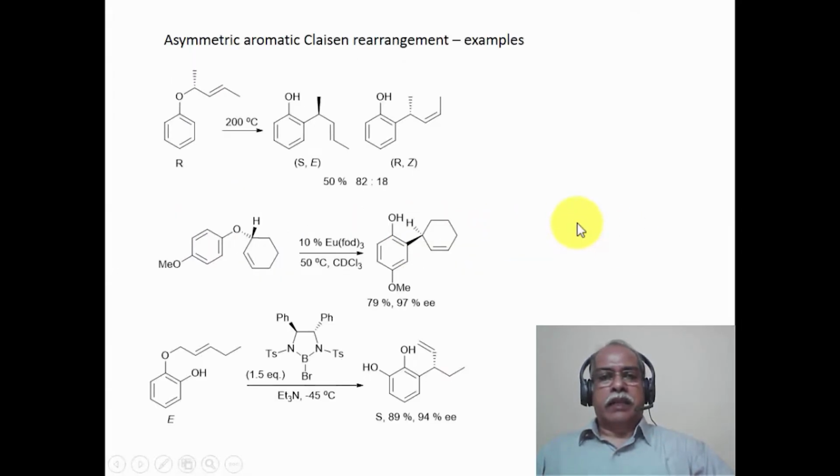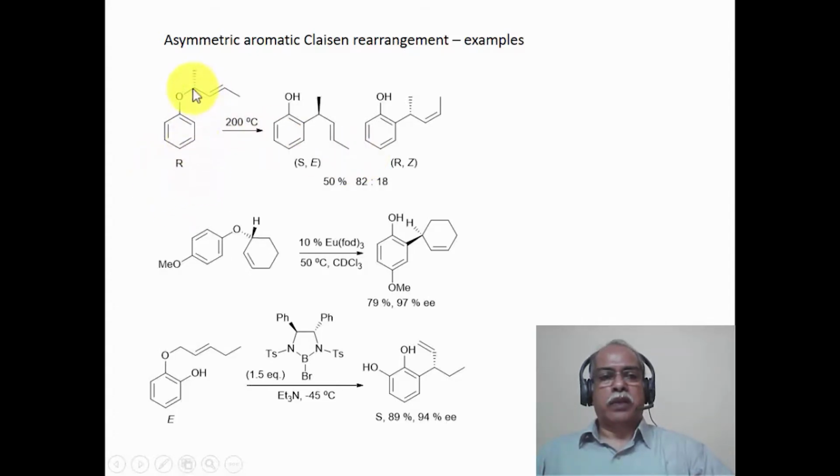Now, the asymmetric Claisen rearrangement examples are shown here. Remember, in the case of Claisen rearrangement, if you have a substituent in the alpha position or a substituent in the double bond, it will create a chiral center. And the reaction is again proceeding through a 6-member cyclic transition state, so there should be a high stereoselectivity for this reaction.